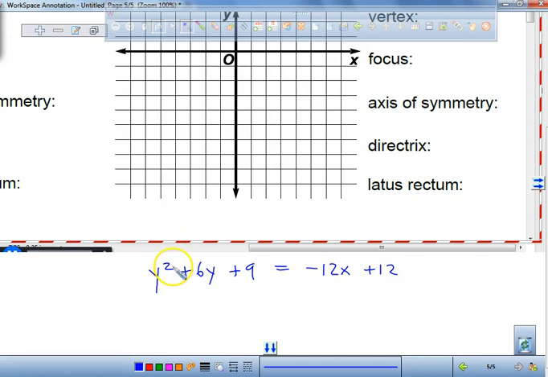If your y values are being squared, this is the equation you're going to use: (y minus k) squared equals 4p times (x minus h). We're using this formula because this time our x value is not being squared. What's being squared? The y value. So this is the formula we're going to use.